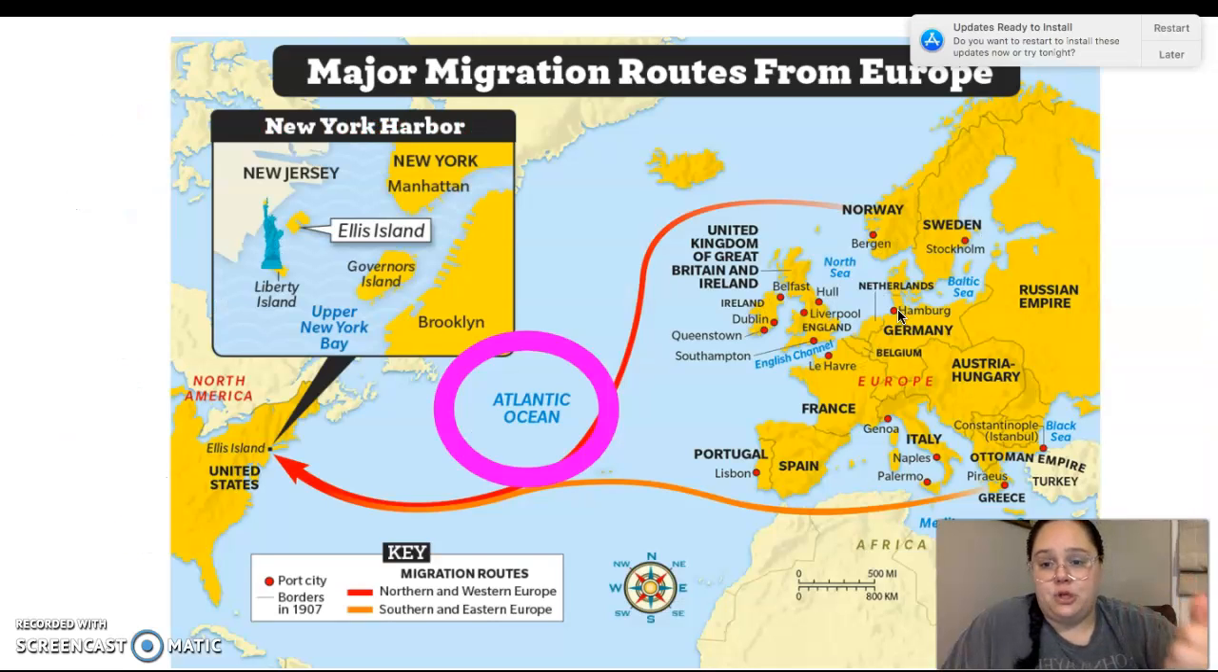And this is a map that shows you where these people are coming from. We've got Europe over here. They are coming from different parts of Europe, but no matter where they come from, all of the immigrants are passing through the Atlantic Ocean. Once you get over here to the United States, here's Ellis Island, right on the coast. Here's the Statue of Liberty, which is on Liberty Island, and this whole area right here is the New York Bay or the New York Harbor.